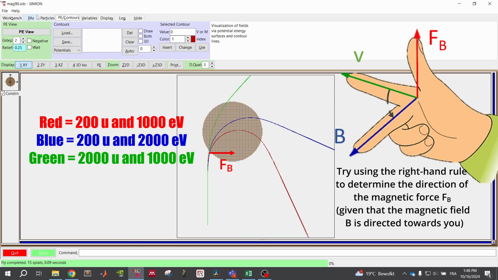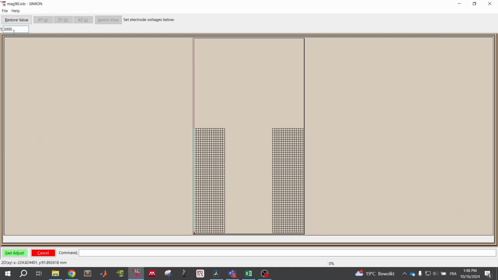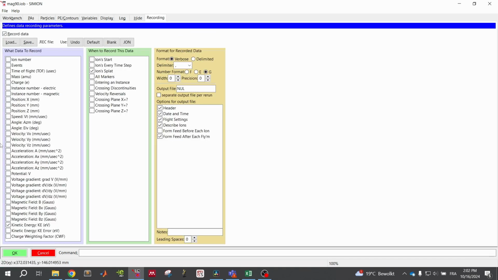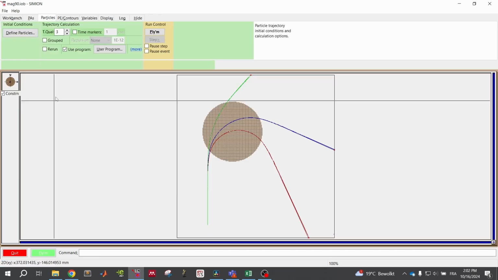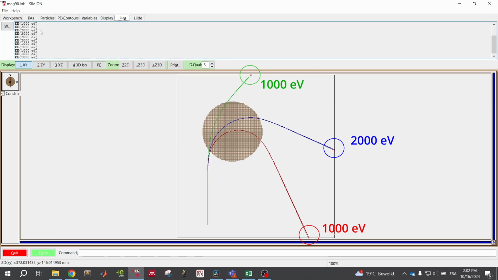I'll let you understand the different trajectories they have, and if I adjust the potential to 200 and run the simulation, you can see that the magnetic field is less strong. You can also record data, for instance the final energy at the ion splat. You can see that the final kinetic energy is the same. So we change the trajectories and the focus of the ions, but not their energy.